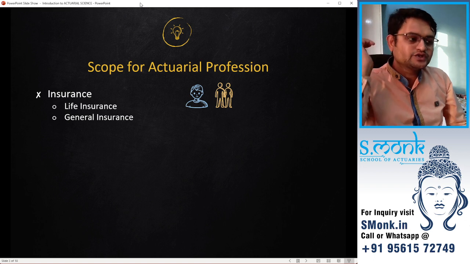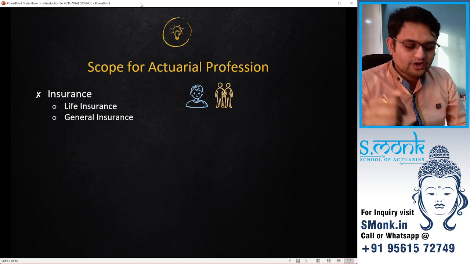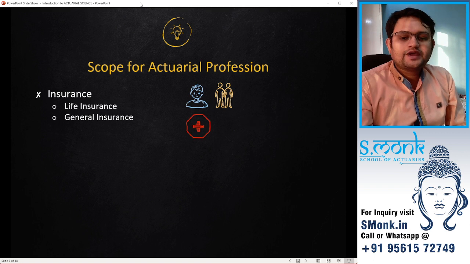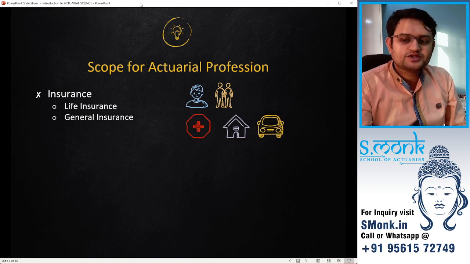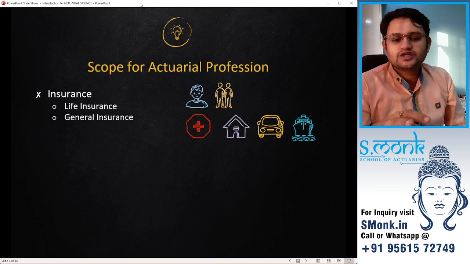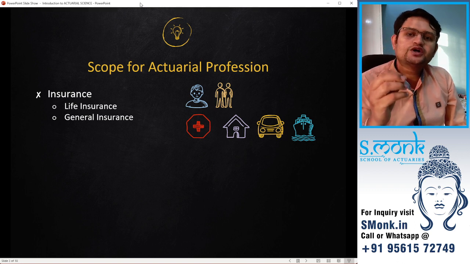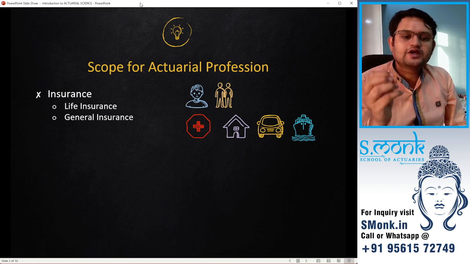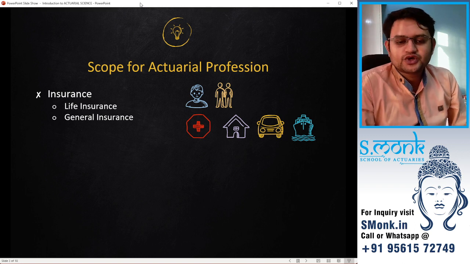Then we have general insurance. General insurance is much wider. You might see health insurance, house insurance, car insurance, two-wheeler vehicle insurance, marine insurance. All of this comes into general insurance. Rather, anything that is not related to life will come into general insurance.